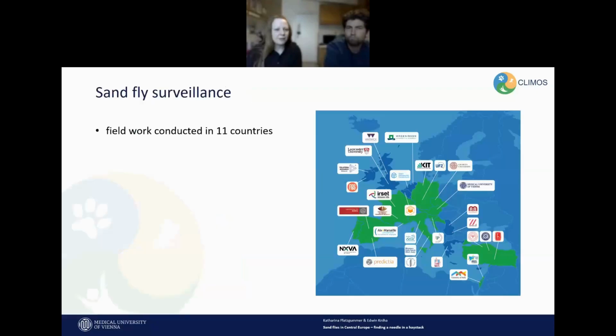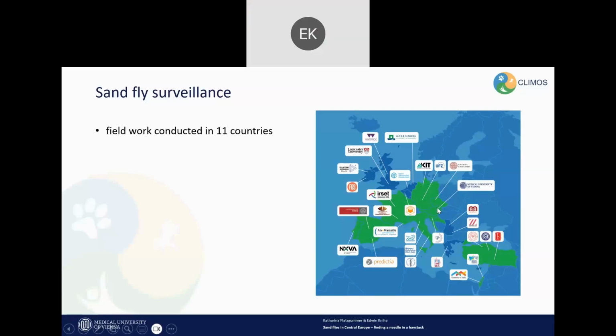However, let's now focus on work package 2, which starts basically with the most important thing, the sandfly surveillance. Fieldwork on sandflies is conducted in 11 countries within the CLIMOS project. You can see them here in green, and you can see that the Medical University is also involved here. It is actually responsible for Austria and Germany.